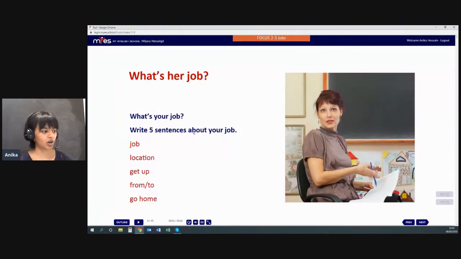All right, let's talk about your job. So what do you do? Are you a journalist? Are you a teacher like me, or are you a nurse? Let me know. Okay. Do you work in an office? Do you work in a school or a hospital? So that's about location here. So the time you get up, the times.